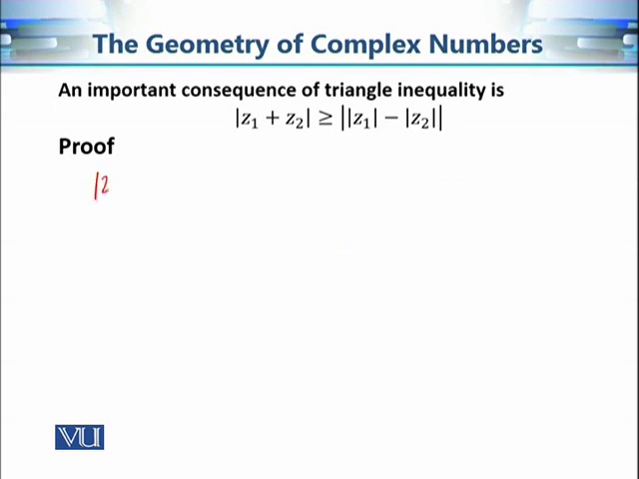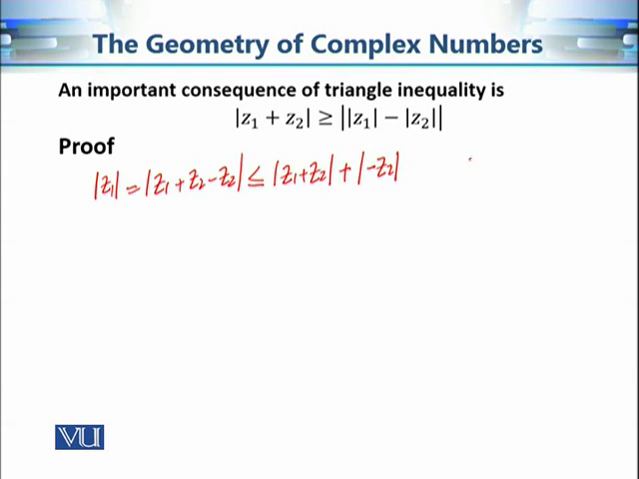Now, if I start from the modulus of z1, I can write it as z1 plus z2 minus z2. So if I cancel these two, then I'll be getting the same thing. Now using the triangle inequality, we can say that this is less than or equal to the modulus of z1 plus z2 plus the mod of minus z2.